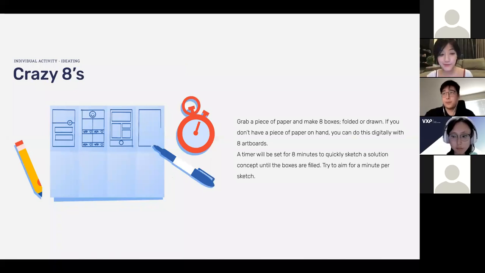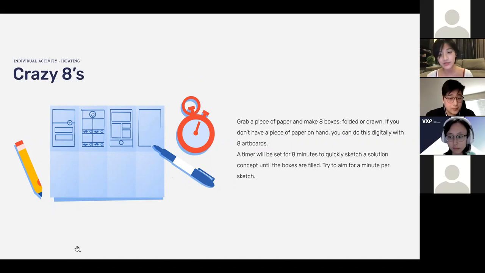Okay, activity time. So far we have done all the work for you. We gave you a persona and a journey map. So now you get to do the work and actually do it, to see how difficult it is. For those who want to do it physically, you can just go grab a piece of paper and a pen or a pencil.